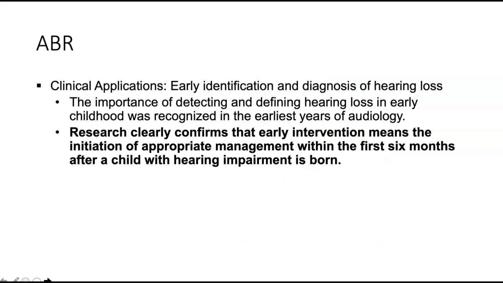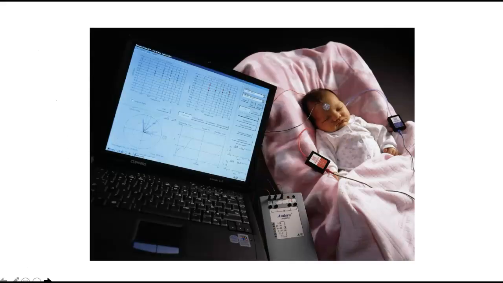And again, the ABR, just like OAEs, has really improved our ability to identify children, because we know if we get them in early intervention and get them hearing sooner rather than later, usually within the first 6 months, the outcomes are much, much better. And there's a little baby having an ABR test done as a newborn hearing screening.